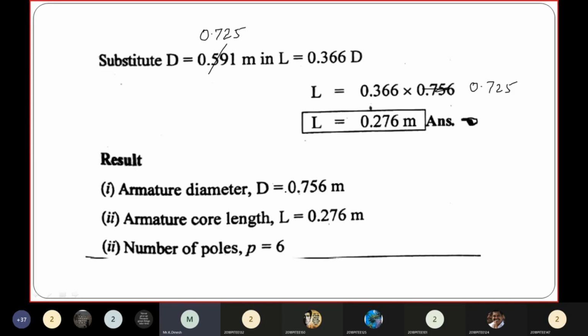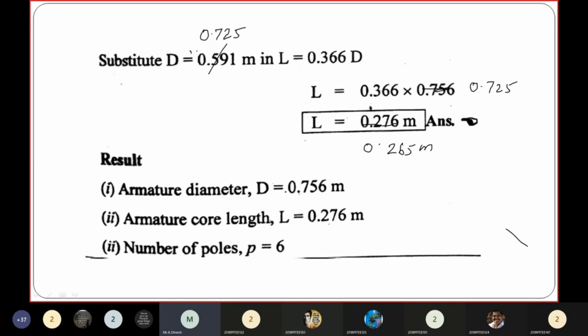0.3665 into 0.725. I am getting 0.265. L value should be 0.265 meter. Now modify your result also. So D equal to 0.725 and L equal to 0.265 meter and number of poles equal to 6.